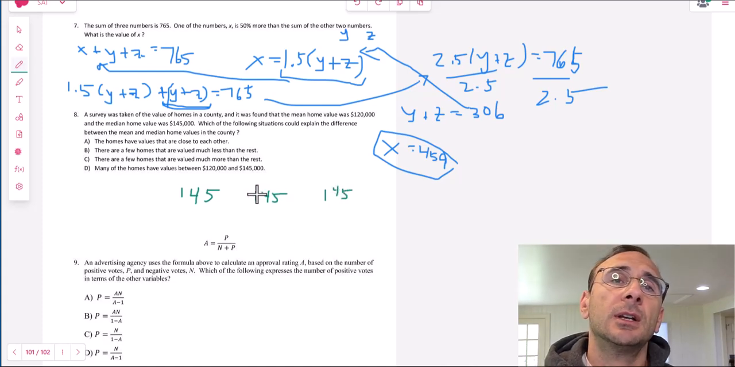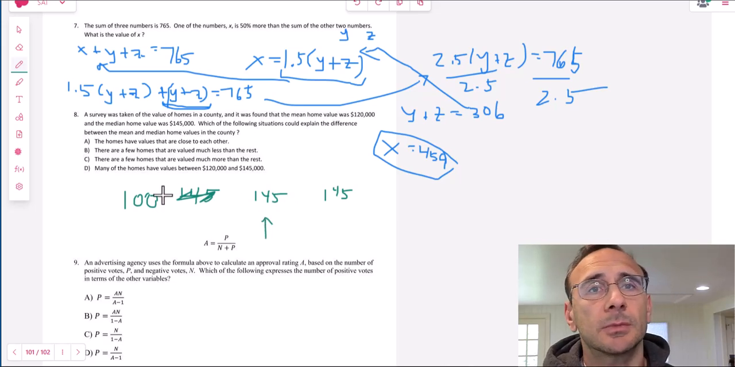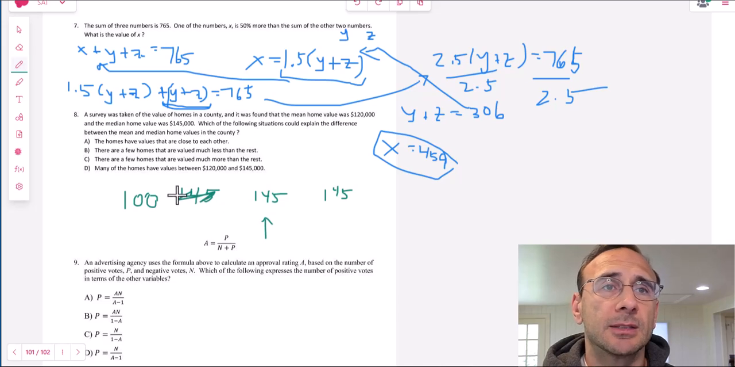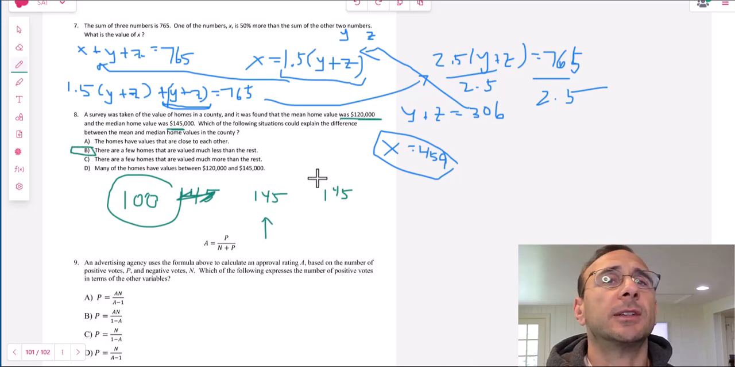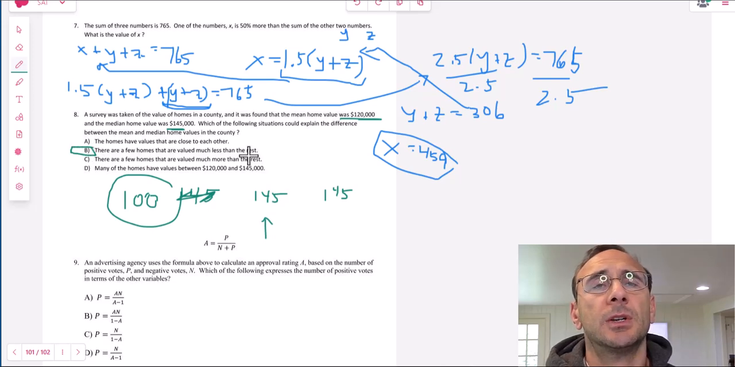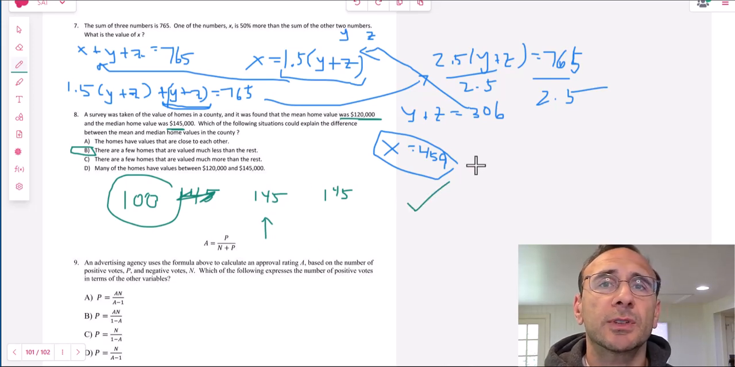Let's say we move this one here lower. We make it 100. The median is still 145, but now the mean is going to be lower. Because when we add them up, divide by 3, this 100 drags it down. So in order to make the mean lower than the median, you're going to need a few homes that are much less than the rest of them. So again, simple examples, write things out, try things, even if you disprove something, that's going to help get to the answer.